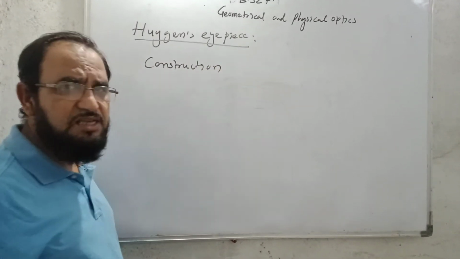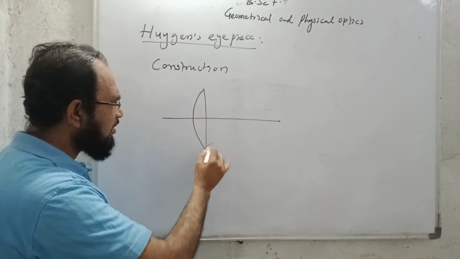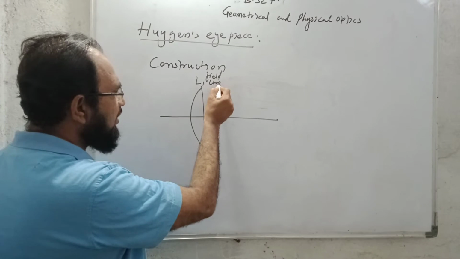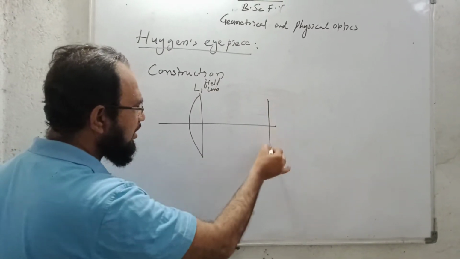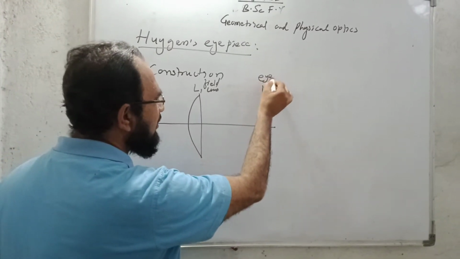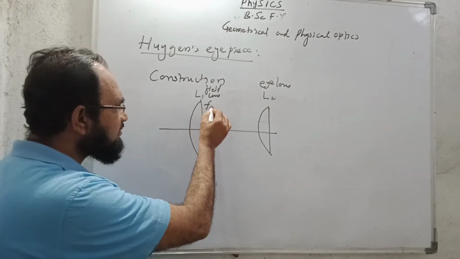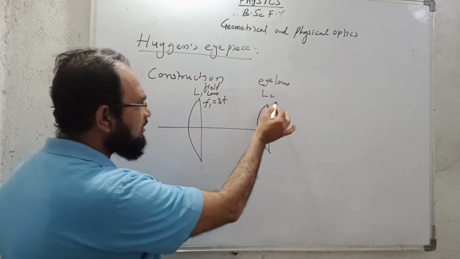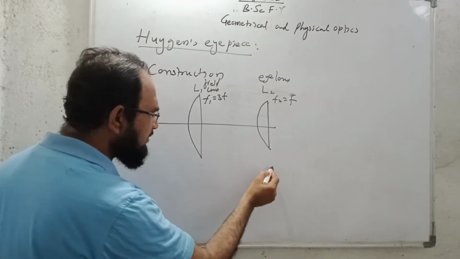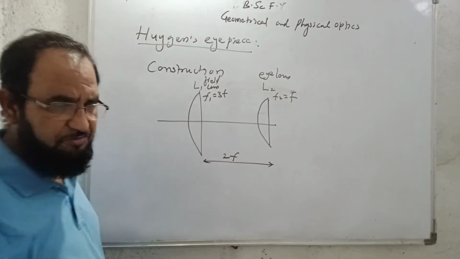To construct the Huygens eyepiece, you have to use two plano-convex lenses. One lens L1 is known as the field lens, and another lens L2 is known as the eye lens. The focal length of lens f1 is 3f and the focal length of lens f2 is f only. These two lenses are separated by a distance of 2f.